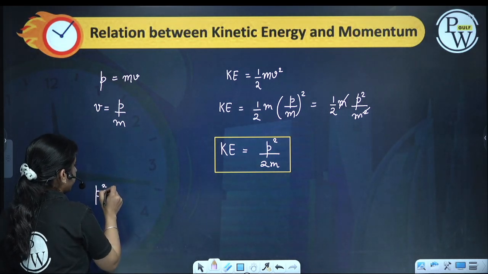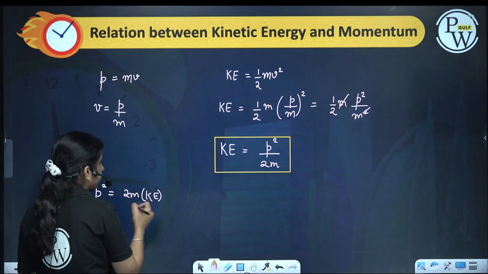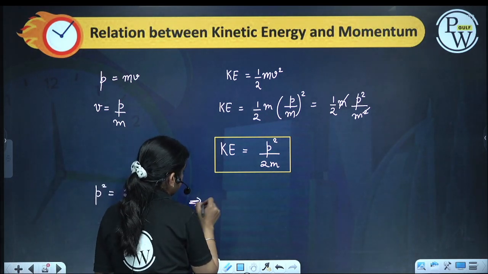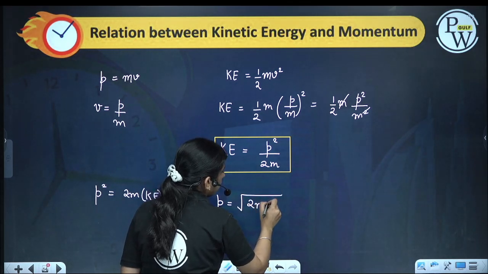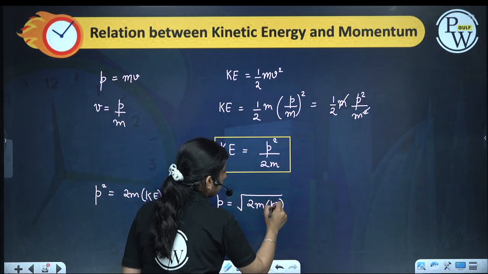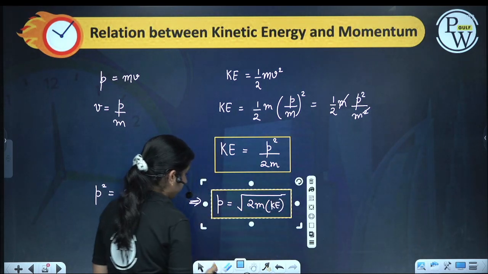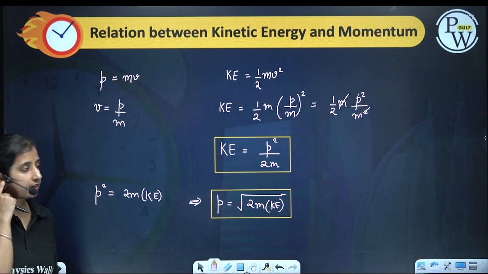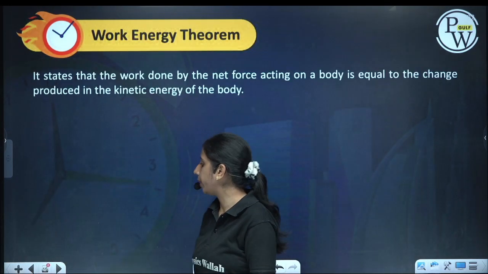We can also write it as P squared is equal to 2m times the kinetic energy, or P is equal to under root of 2m into kinetic energy. So this is the relation between kinetic energy and momentum.